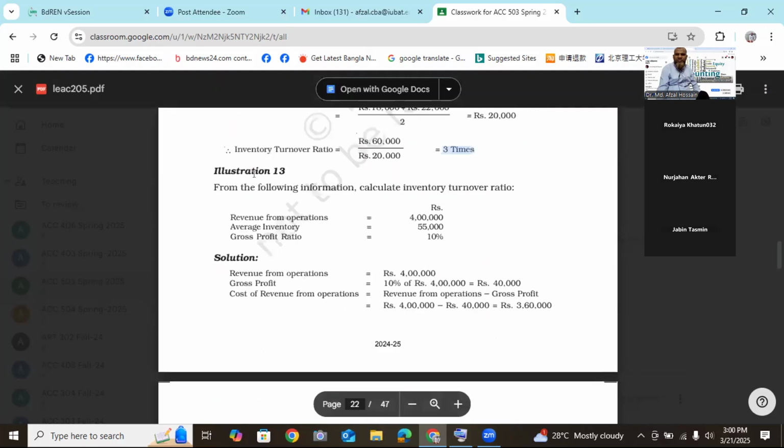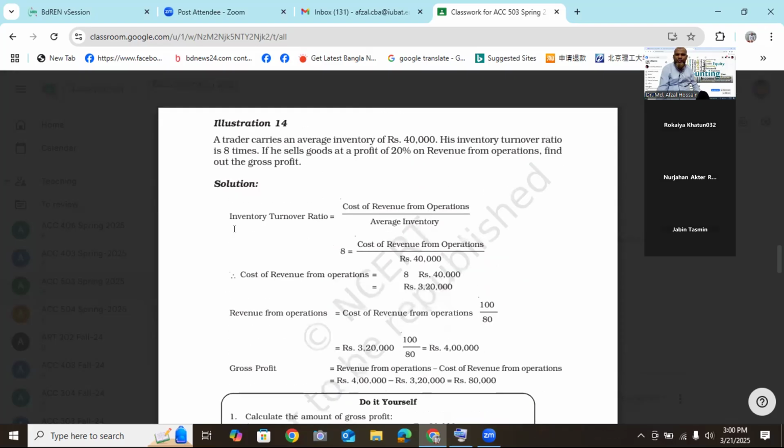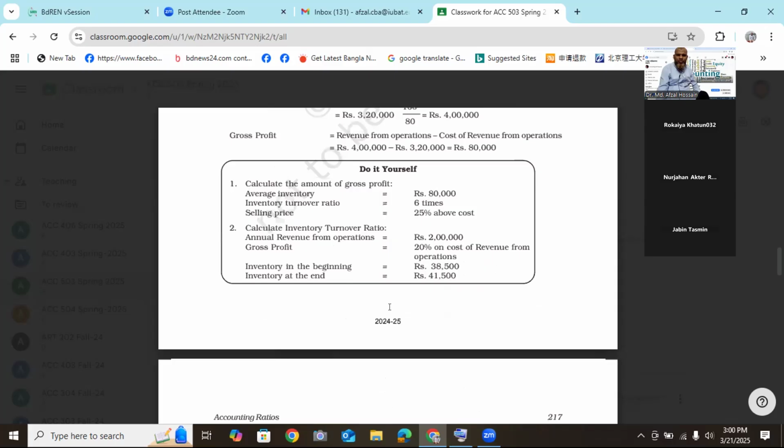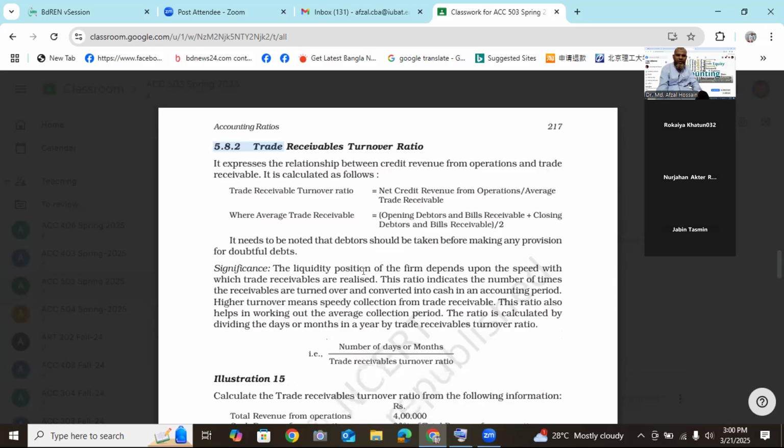So another illustration, number 13, is also inventory turnover. You can do it yourself. And illustration 14 is also an inventory turnover ratio. You can do it yourself. Then trade receivable turnover ratio. Another name of trade receivable turnover is receivable turnover, same thing, trade receivables or receivables, anyone you can use. Okay. So what is the formula of trade receivable turnover?